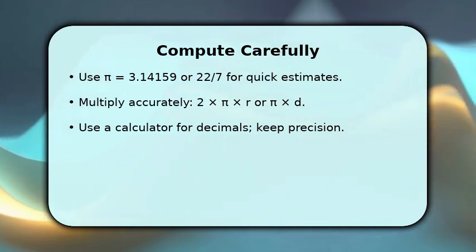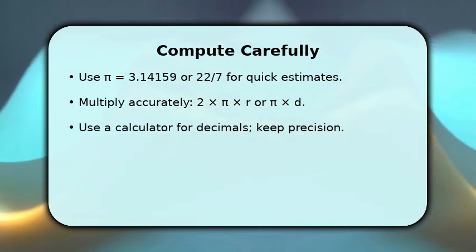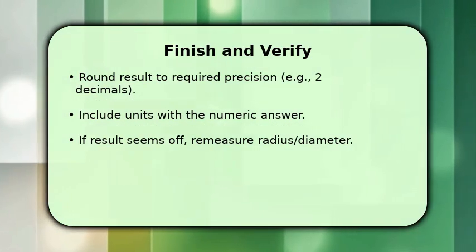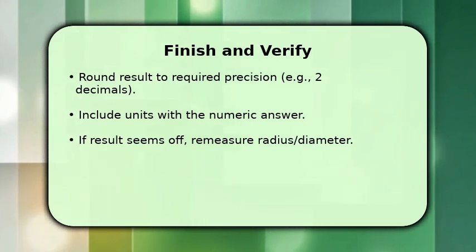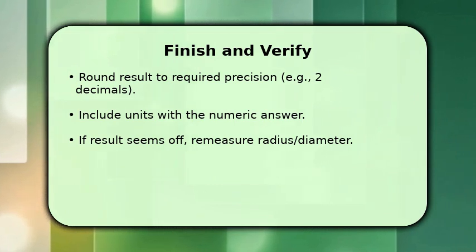Once done, carry extra decimal places, and complete the task by rounding the circumference to the precision you need and writing the correct units beside the number. Make sure the final value matches expected size. Small circles give small circumferences, large ones give large numbers.